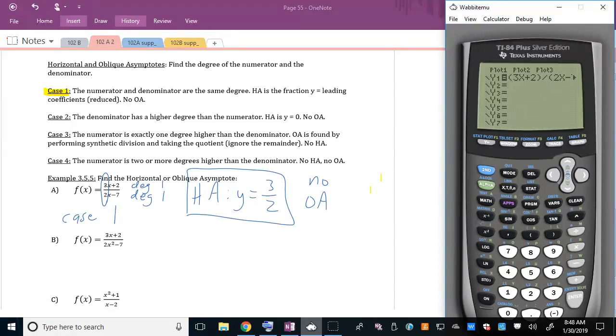So let's start by graphing that function. Again, notice I have parentheses around the numerator and parentheses around the denominator. So if you look, we might be able to tell that it's approximately 3 over 2, but it's a little bit hard to see that graphically. So I'm going to come back to y equals, and I'm going to graph that horizontal asymptote as a second line. So now let's see what it looks like.